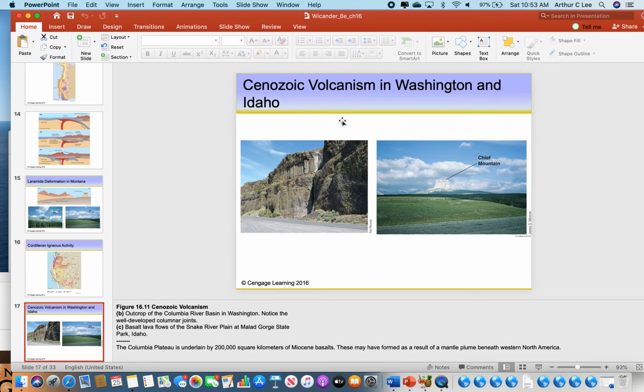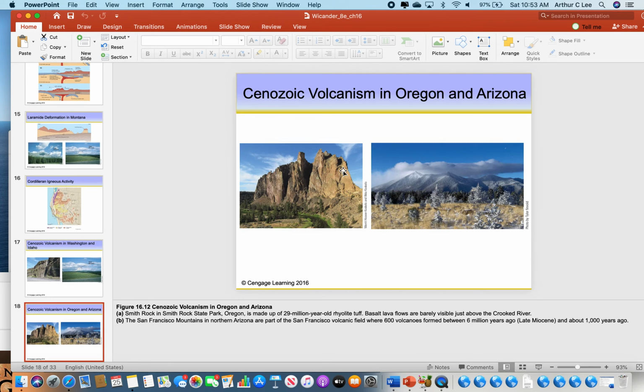When you go out west, you can see these volcanic rocks in places like Washington and Idaho, Oregon and Arizona. What kind of volcanic rocks? Well, they're called rhyolites and andesites.